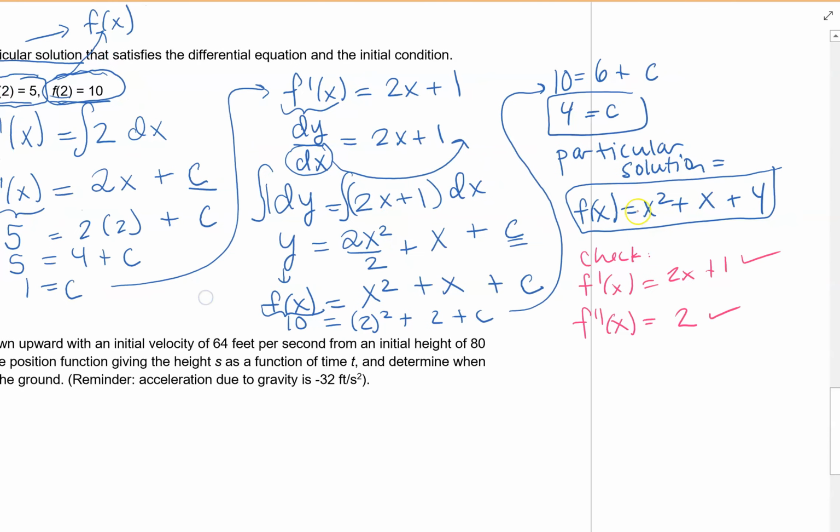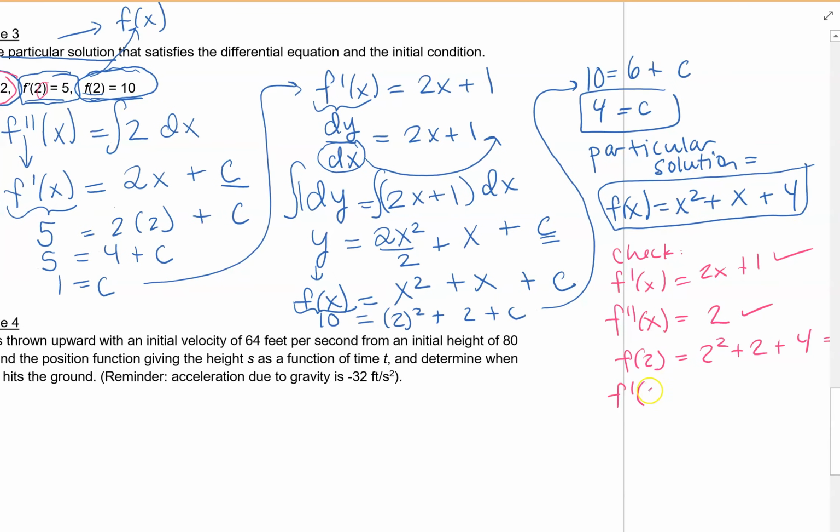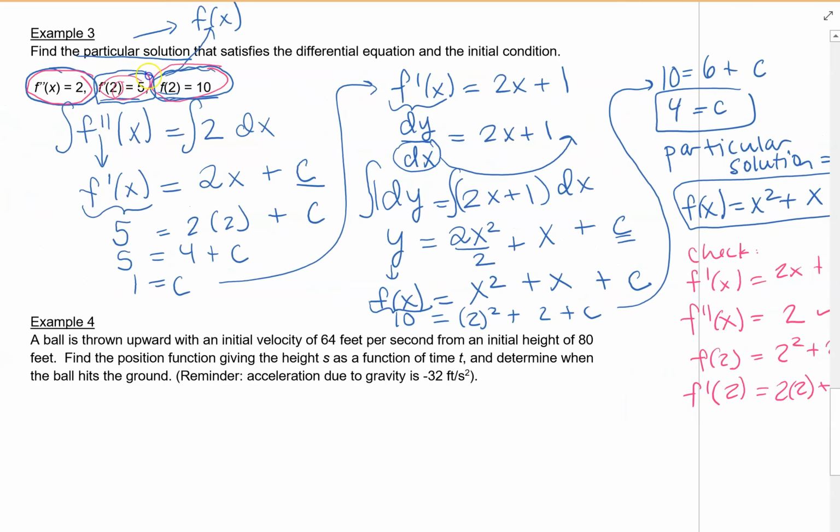I could plug in 2 for x, right? I could say, well, what is f of 2? That would be 2 squared plus 2 plus 4. 4 plus 2 is 6 plus 4 is 10. That checks out. I could check my f prime of 2, right? Because that was given earlier to be 5. So looking at my f prime equation, I do 2 times 2 plus 1. Yep, that's 5. Everything checks out. This is definitely my particular solution where f of 2 is 10, f prime of 2 is 5, and f double prime is 2.